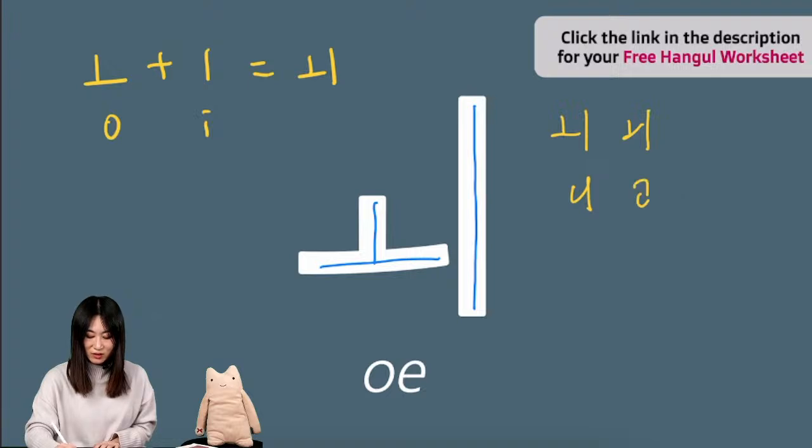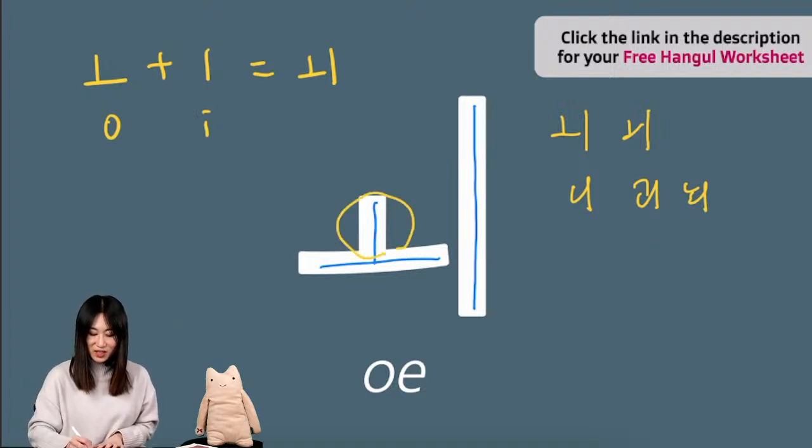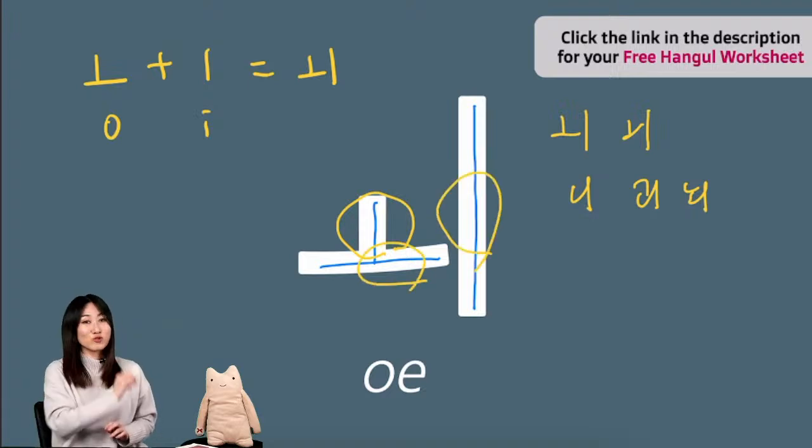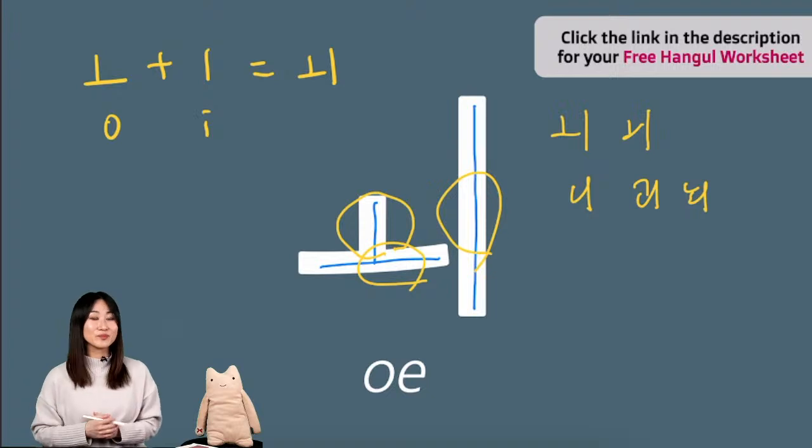As in 쾌, 뇌. It really depends on the person. But the point is there's something here, and at the bottom there's something here, and a long stroke on the right. So it's 왜.